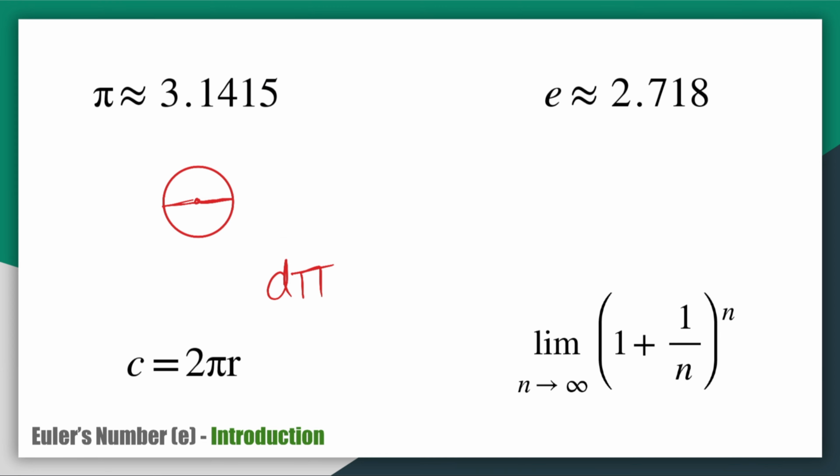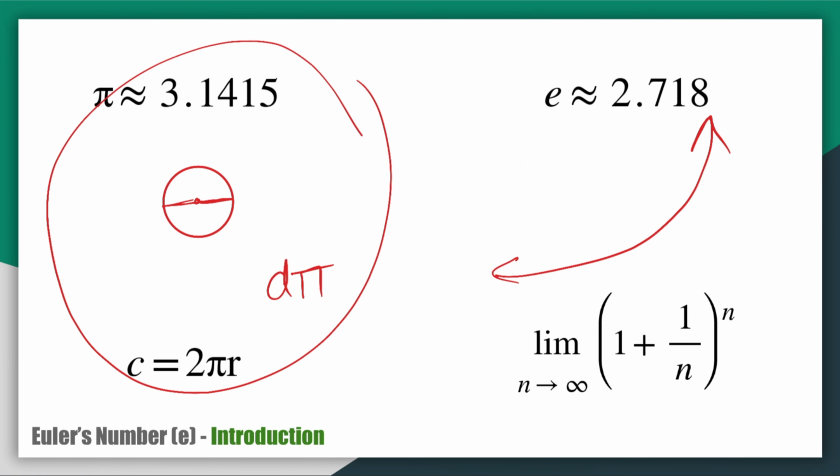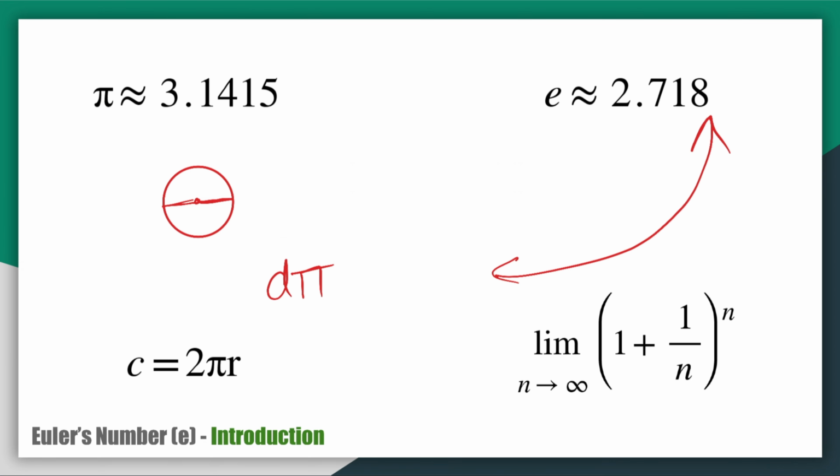Euler's number is very similar, but it has nothing to do with circles. It has everything to do with exponential growth and compound interest and things of that nature, okay? But it very much operates like this. It's a magic number. It's not really magic, but it's a special number that appears when we're trying to talk about exponentials at a high level.